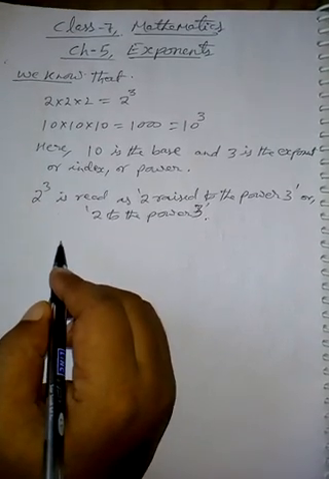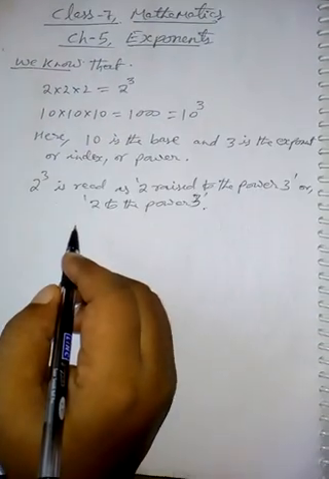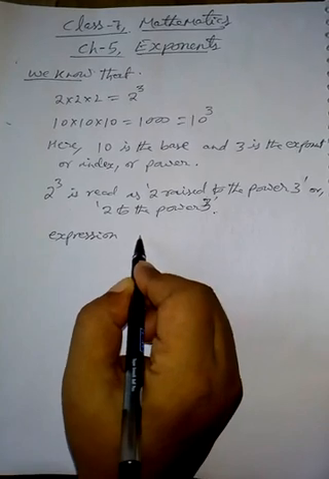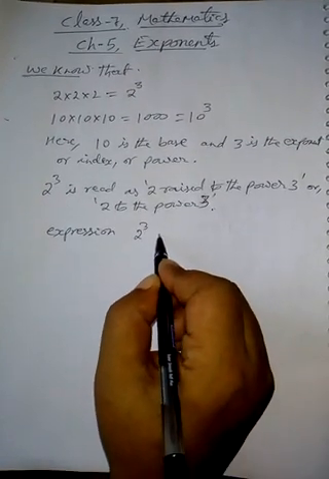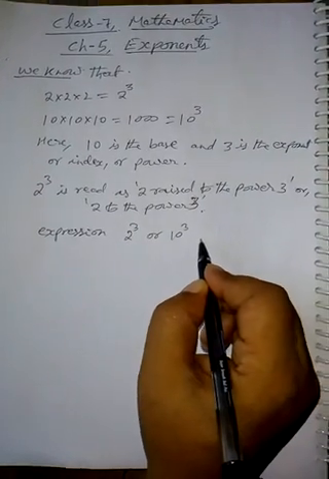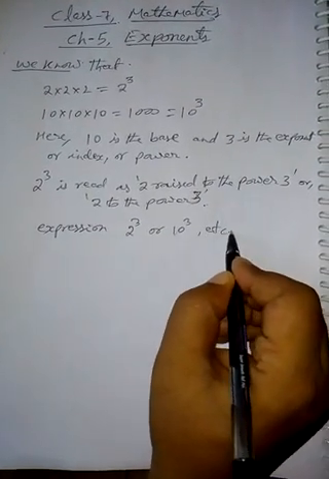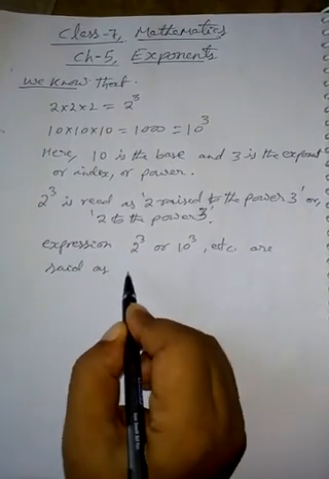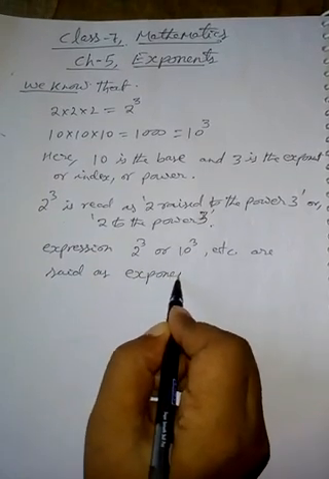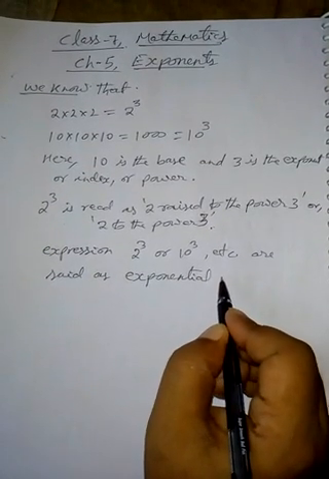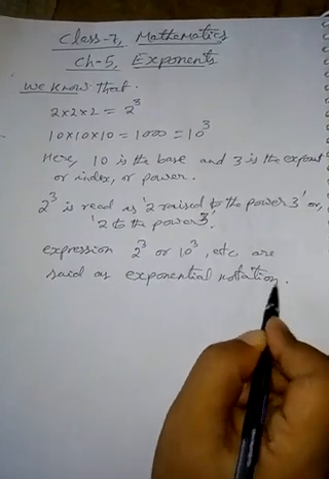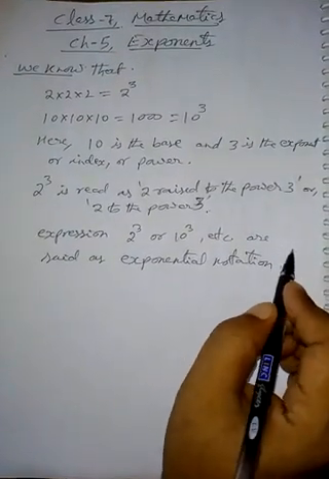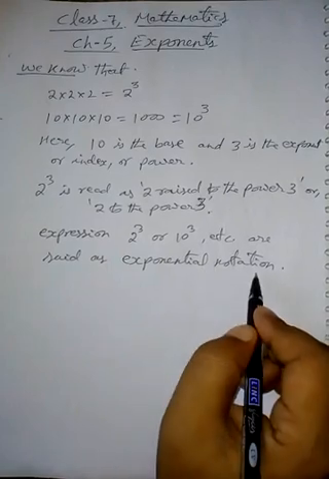So the expressions 2 cube or 10 cube, etc., are said to be in exponential notation. 2 raised to power 3, or 10 raised to power 3, or any number, or 5 raised to power 4, whatever. These are said as exponential notation.